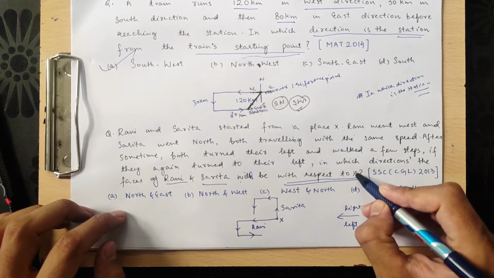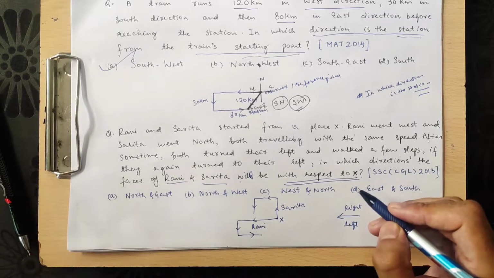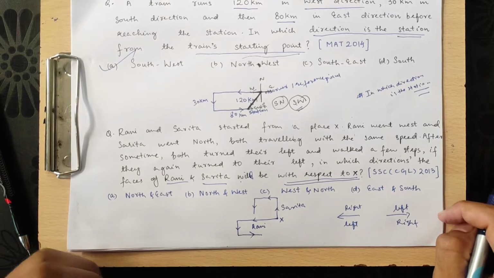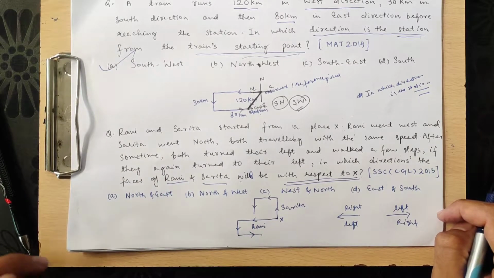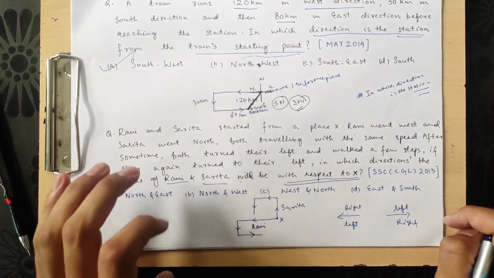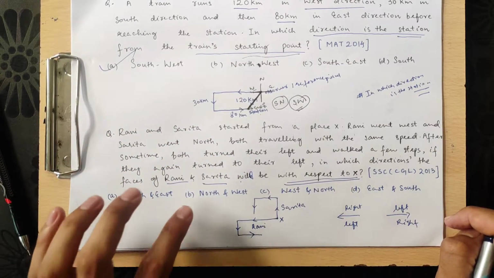Either if you see with respect to X, or with respect to Sarita, where Rani's face is facing, or with respect to Rani, where Sarita's face is facing, it will always be facing in only one direction. There will be no change at all. Okay, we're not talking about the location of Rani and Sarita.